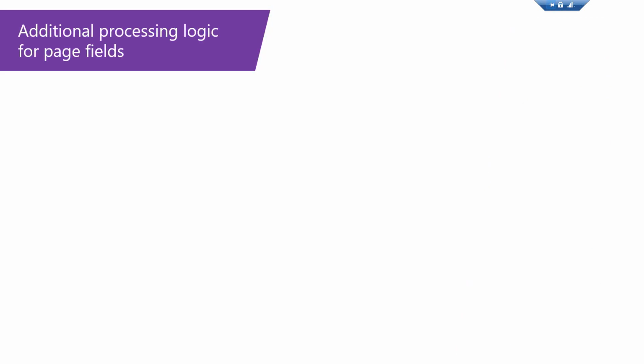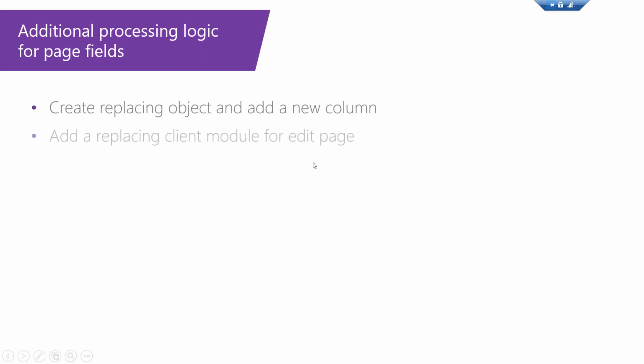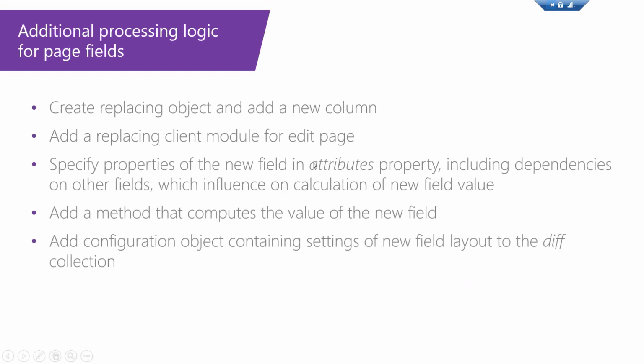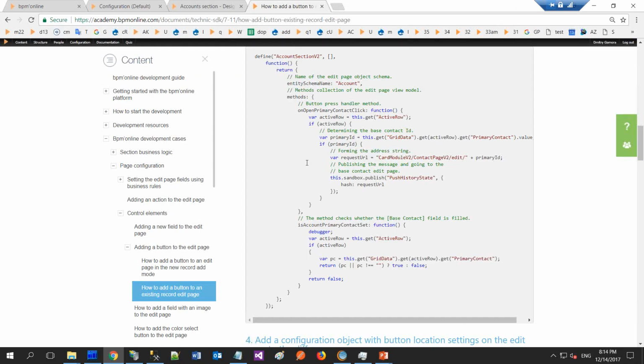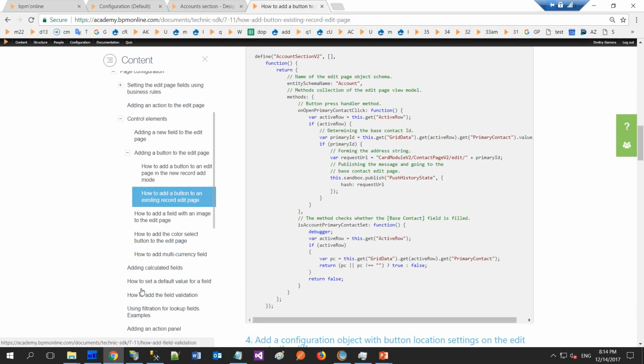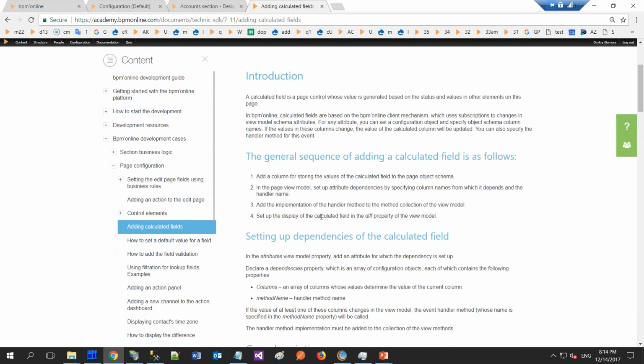Now I will show you some more examples connected with processing logic in page fields. I will show you a simple example of creating a computed field inside of an edit page. As usual, we will use a good article for this: how to add calculated fields. Adding of calculated fields.